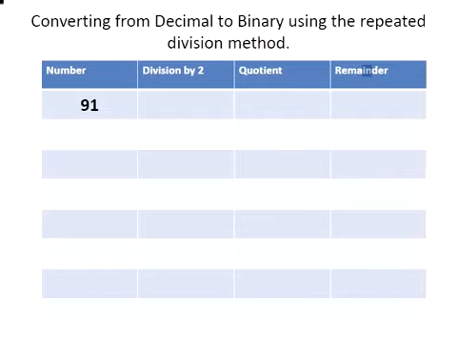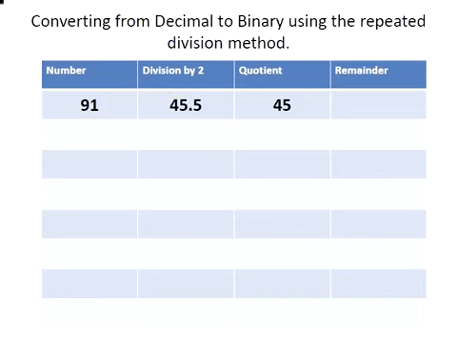I have set up this table here. In the first column here, I have number. I'm going to explain what that is shortly. Division by 2, so whatever number we have here, we're going to divide it by 2. We're also going to set up the quotient and remainder. Now, by way of demonstration, I think I should get straight into it.